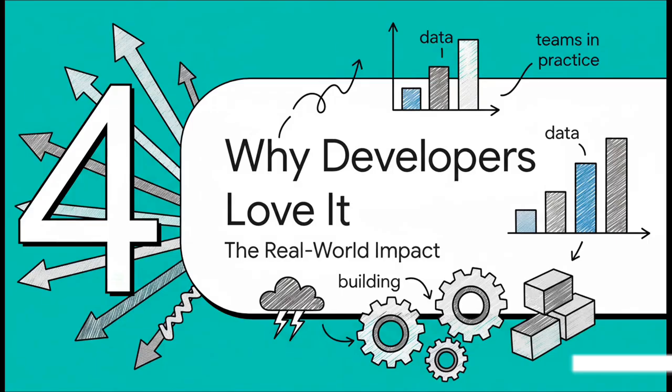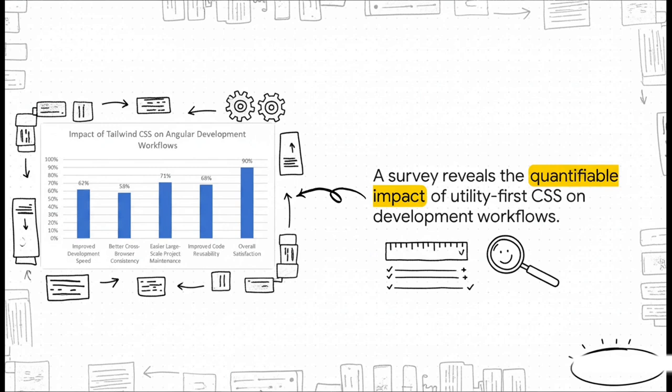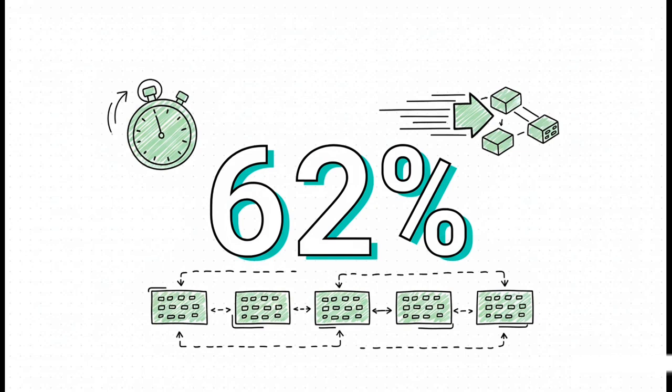Okay, so we've geeked out on the tech, but what does all this actually mean for developers in the real world? What's the impact on a team trying to ship a product? Well, we don't have to guess. This survey actually analyzed the real-world impact of utility-first frameworks like Tailwind, so we can move beyond just opinions and look at some actual data on the developer experience. First up, speed. A solid 62% of developers reported that they could build things faster. It makes sense, right? You're not jumping between files, you're not making up class names, you're just building.